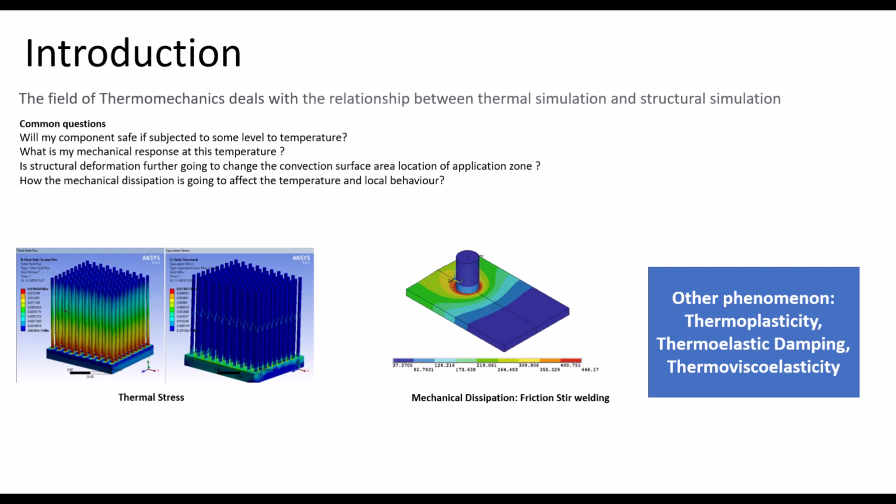There are other common applications, or mainly physics, that are used for thermomechanical applications, like thermoplasticity, that is heat generated due to the plasticity, then thermoelastic damping, thermoviscoelasticity, in which mechanical dissipation is responsible for the rise in the temperature leading to further thermal strain and stress in the model.